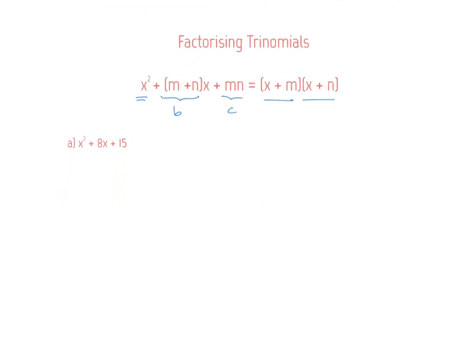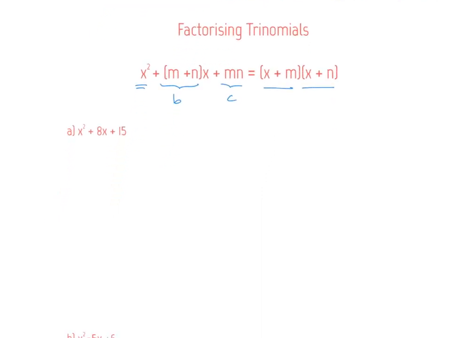So let's have a look at an example. Over here I have x squared plus 8x plus 15. I need two numbers such that when I multiply they give me 15. So let's write down the factors of 15. I have 5 and 3, that gives me 15 when I multiply. I have minus 5 and minus 3, that also gives me positive 15. I have 1 and 15, and I also have minus 1 and minus 15. Now when I multiply these I get 15.